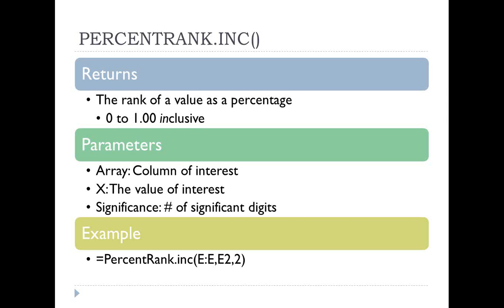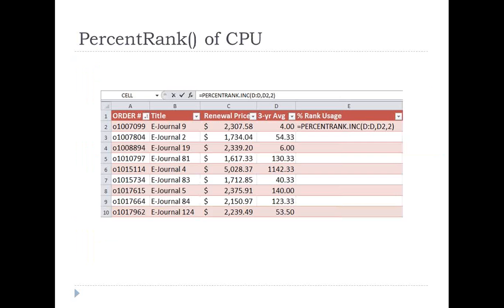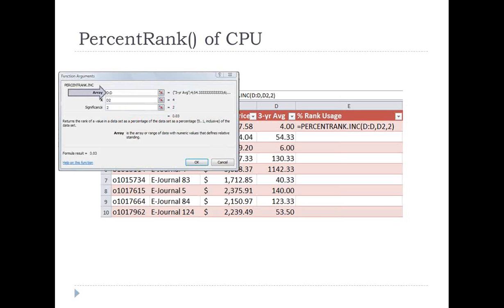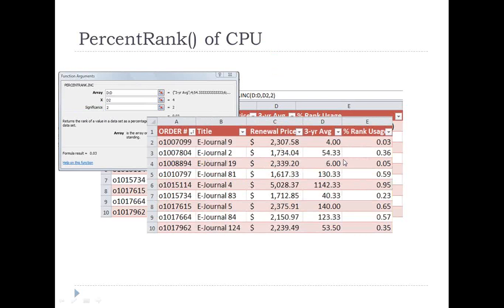So here's a simple example, %rank.inc, all of column E, X is E2, and 2 significant digits. That's what we did with the usage. We ranked the usage using %rank. You see it's column D is the array, X is that particular cell, and 2 digits past the decimal point. And we did it for that entire column, and there is the distribution.